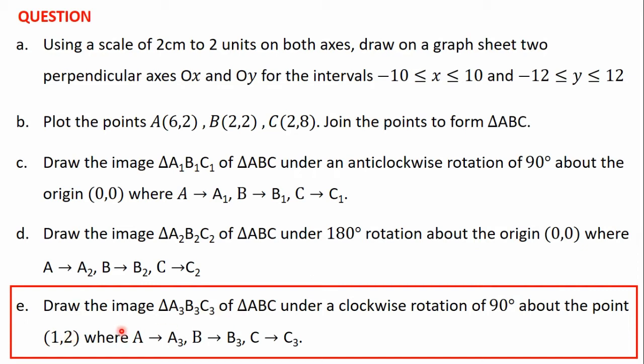So you take note of this. This time we are not rotating the points about the origin. We are rotating it about the point (1, 2). And it says that point A will give us A3, point B will give us B3, and point C will give us C3. So we are going to rotate the point A through a 90 degrees clockwise angle about the point (1, 2) to get A3. We will do the same thing to B to get B3. Then we do the same thing to C to get C3.